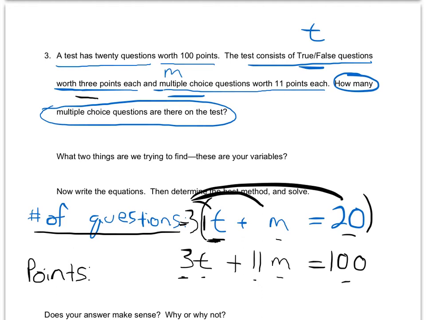Okay. Alright, so you guys need to solve this problem. Make sure you go back, reread the question. It's only asking the number of multiple choice questions on the test. Okay. So, again, make sure you solve that problem before you come to class.